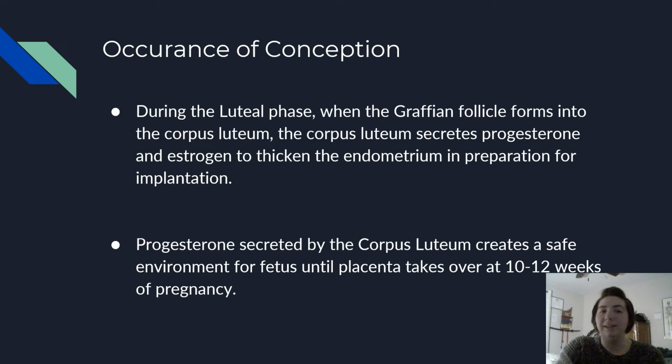During the luteal phase, the corpus luteum secretes progesterone and estrogen to thicken the endometrium in preparation for implantation. When implantation takes place, progesterone is secreted by the corpus luteum to create a safe environment for a growing fetus until the placenta takes over at 10 to 12 weeks of pregnancy.